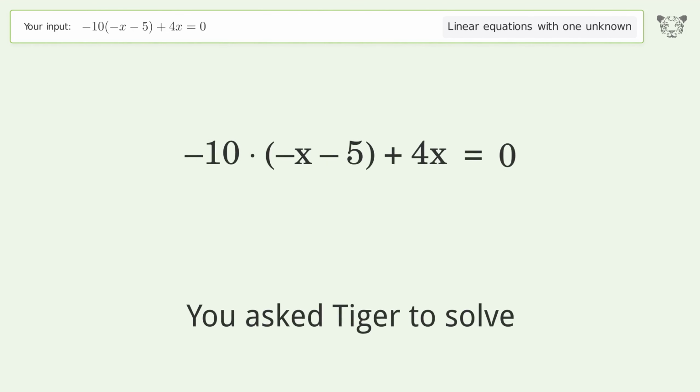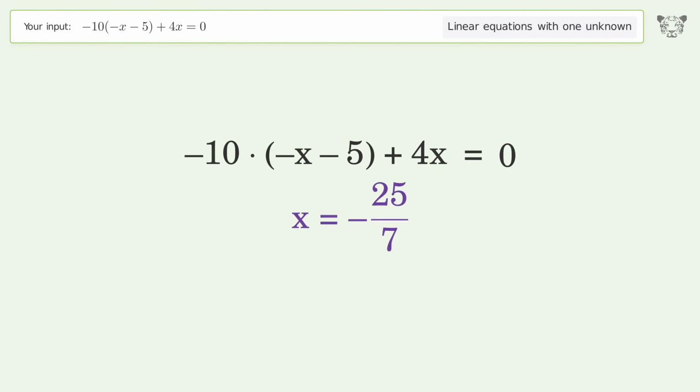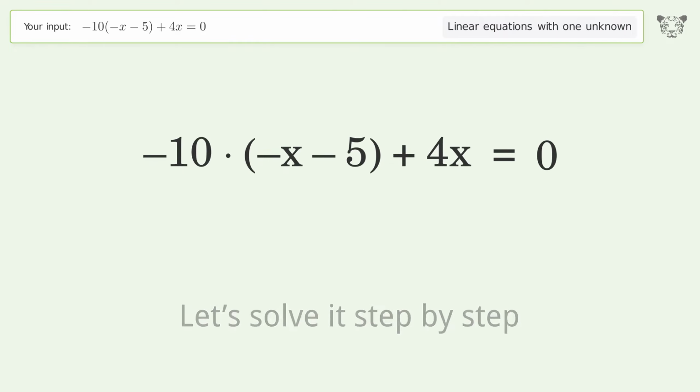You ask Tiger to solve. This deals with linear equations with one unknown. The final result is x equals -25/7. Let's solve it step by step.